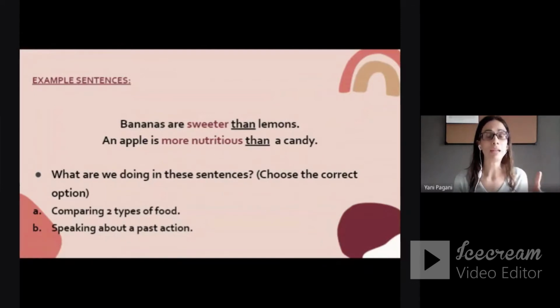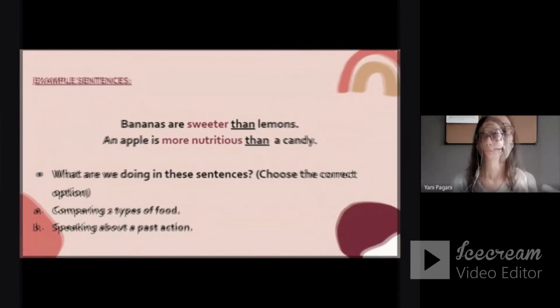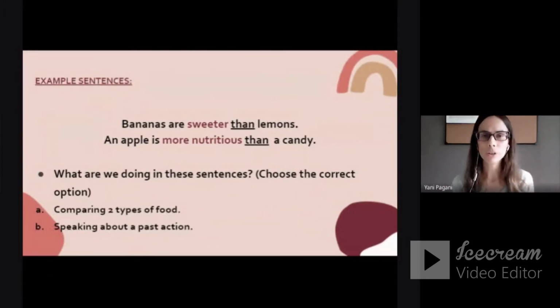Are you comparing two different types of food? Or are you speaking about a past action? Pause the video if you need to think about this and then continue watching and see the answer.